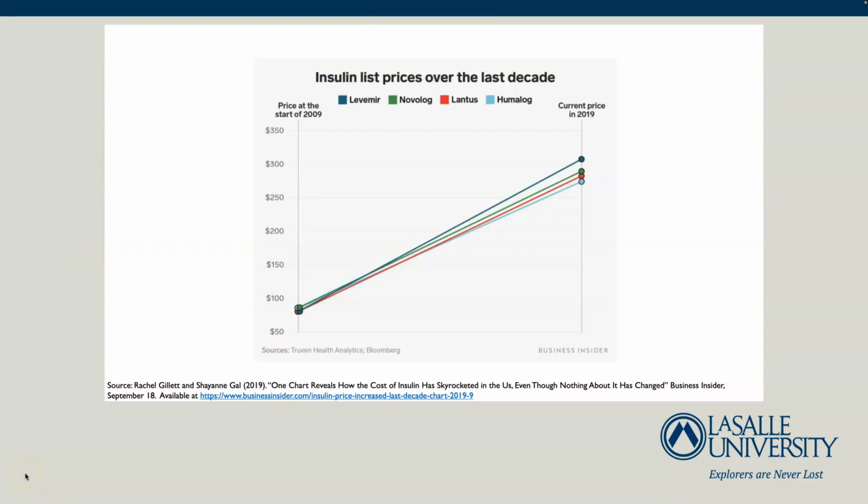Perhaps that's why we've seen the prices for insulin produced by different manufacturers trending upwards very similarly over the past decade. You can see for 4 major producers of insulin, those prices have all increased at pretty much the same rate over the past decade. So this one chart reveals how the cost of insulin has skyrocketed in the US, even though nothing about the product has changed.